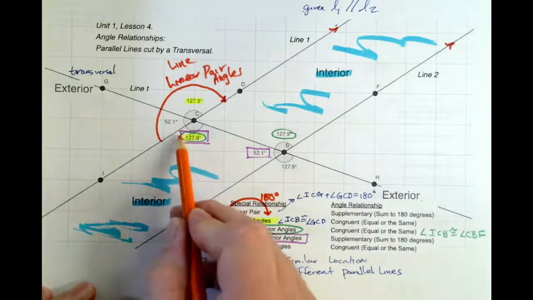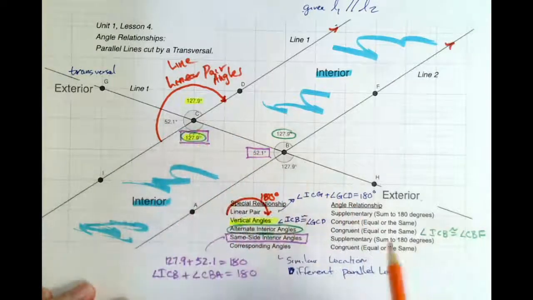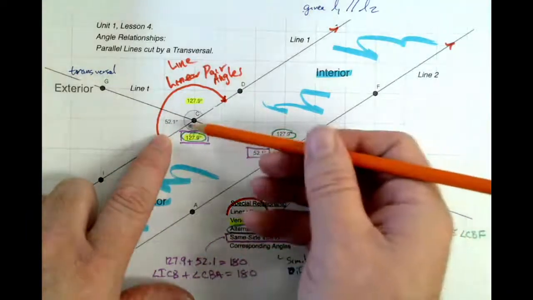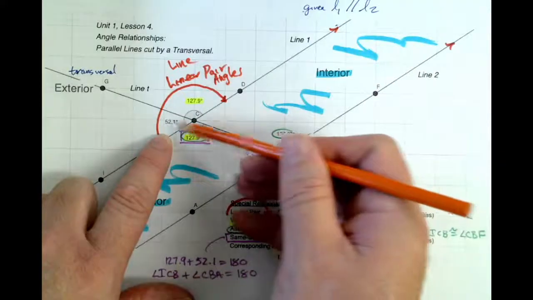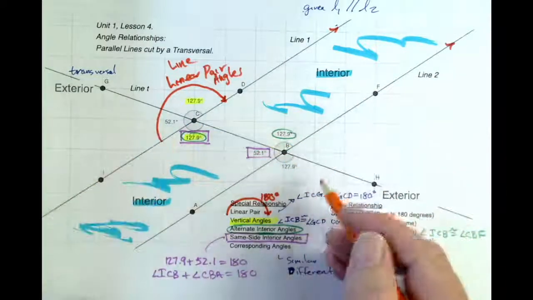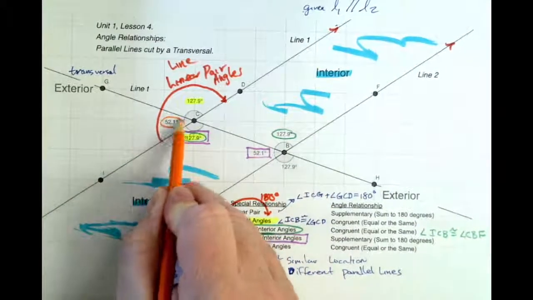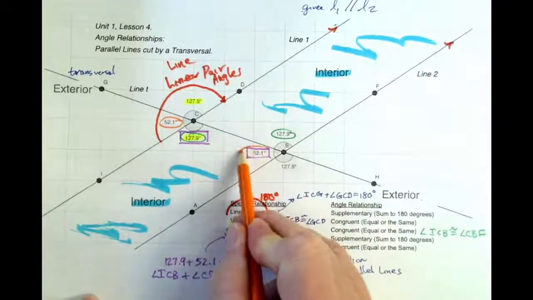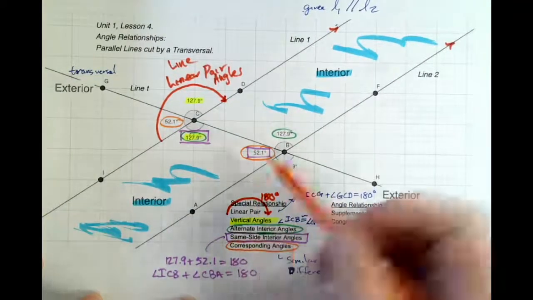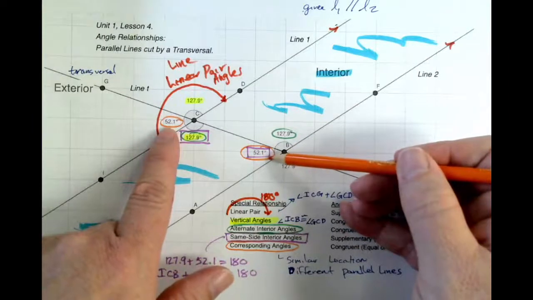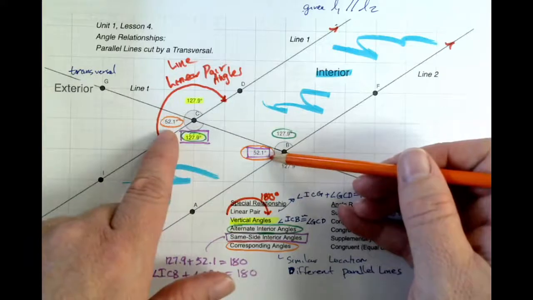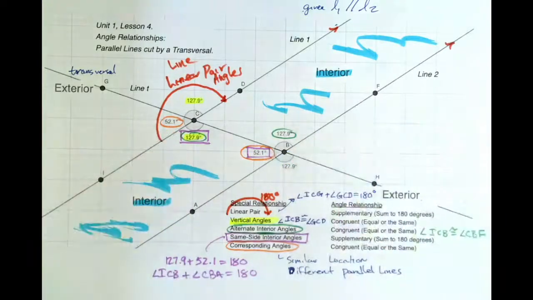Let's use a different angle. We'll use this 52.1. Now it's left on this parallel line. It's the one that's on the left. Same parallel line, same angle. It's over here. Let's do a circle. We'll do a circle, and then we'll circle corresponding angles. And we can see now they're in similar locations, both to the left here, where the parallel lines and the transversal come in. They are exactly the same, which means that they are congruent.